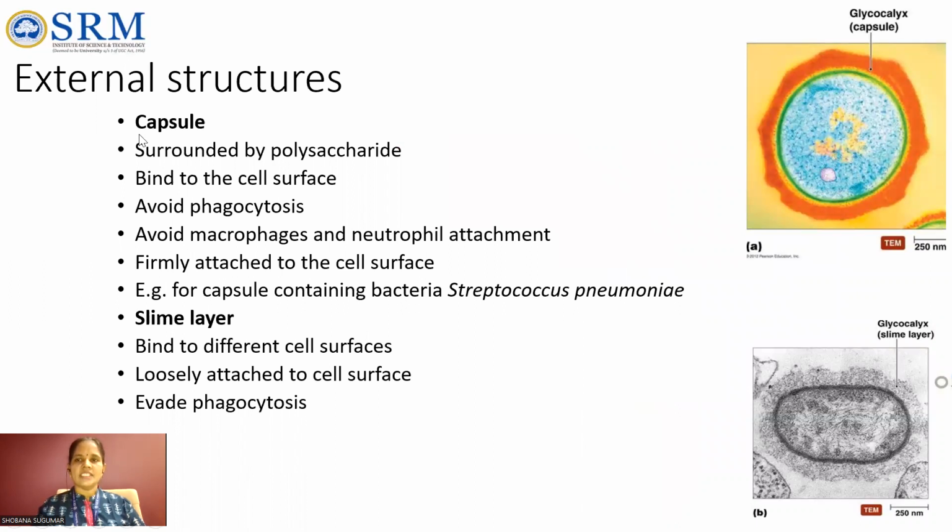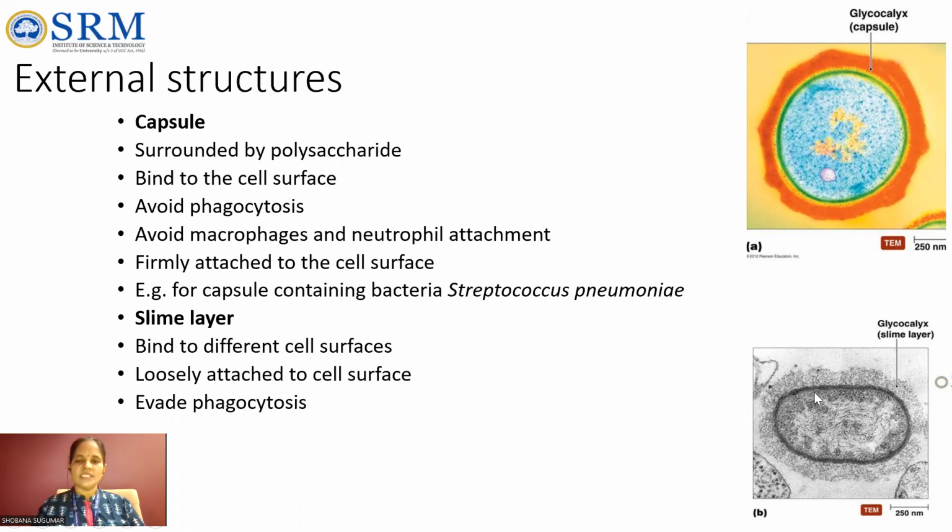The first external structure is the capsule. This is the outermost covering of bacteria, and it is made of polysaccharide. It binds to the cell surface and protects the bacteria from phagocytosis, that is, engulfment of bacteria. It also protects the bacteria from macrophages and neutrophil attachment. They are firmly attached to the cell surface. An example of a capsule-containing bacterium is Streptococcus pneumoniae.